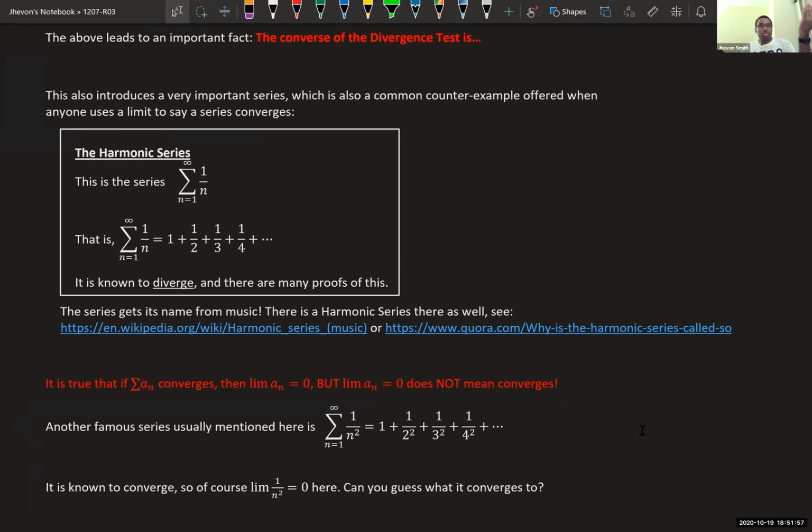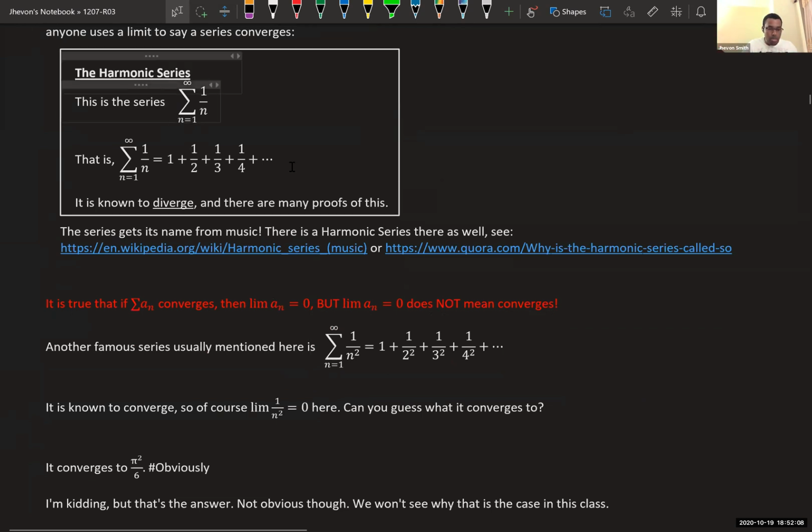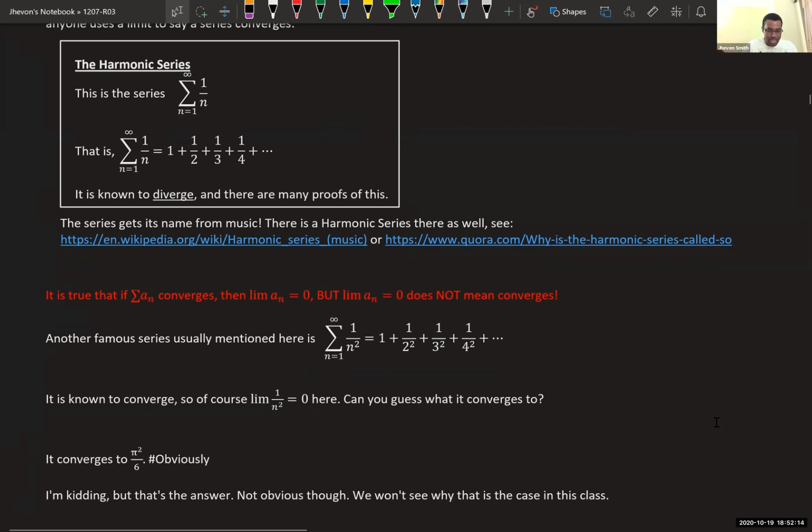Here's one where the limit approaches 0, but it diverges. And here's another one where the limit approaches 0 and it converges, right? So these guys usually are talked about in the same breath. But the harmonic series is very important. This one, the latter one, converges to pi squared over 6, hashtag obviously. Yeah.